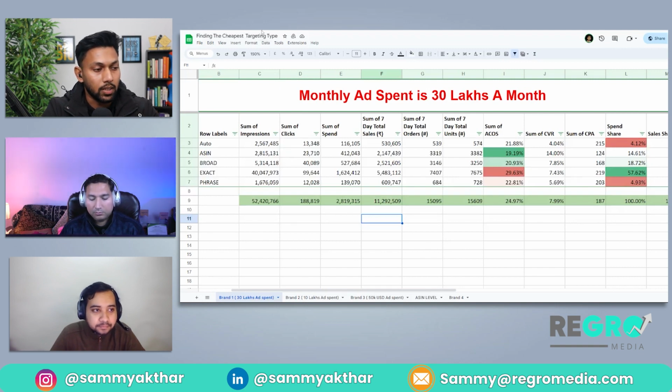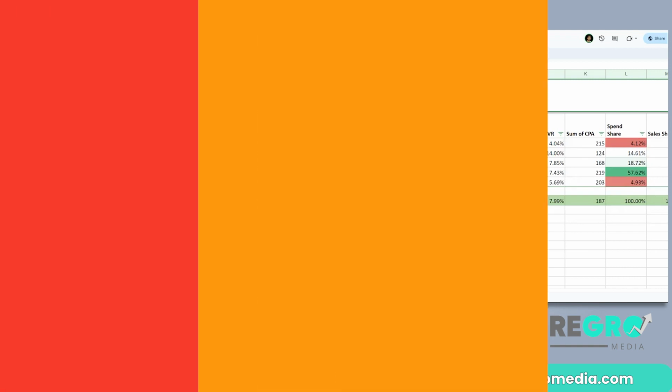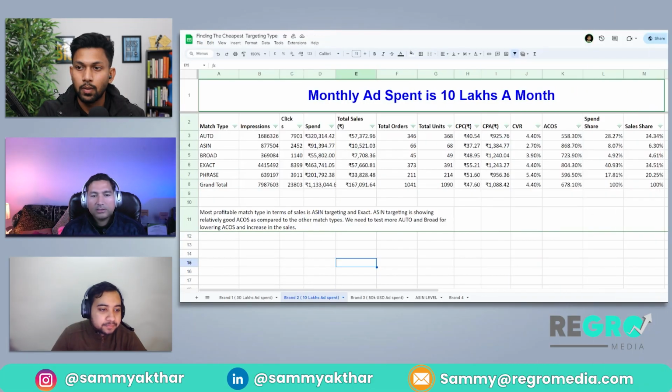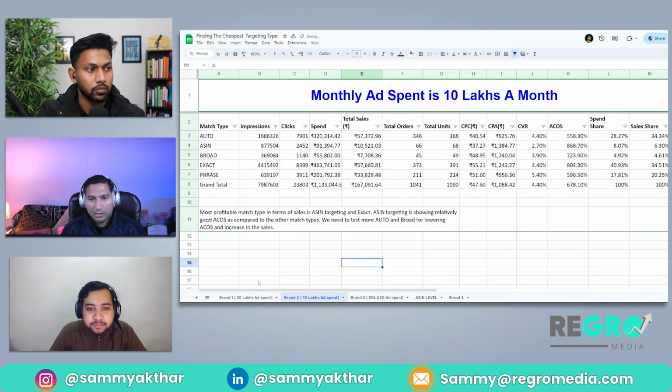Now, moving further, I think it is time to move to the second brand, which is spending 10 lakhs a month. Let's look at what is the costliest match type and how they are doing. So now we are looking at another account which has a budget of about 10 lakhs a month on Amazon India. If you look at the data here, the grand total of their spend is more than 10 lakhs, almost 11 lakhs. But the business that they are doing is almost under 2 lakhs. So you can clearly see that they are way too aggressive with respect to their spend.